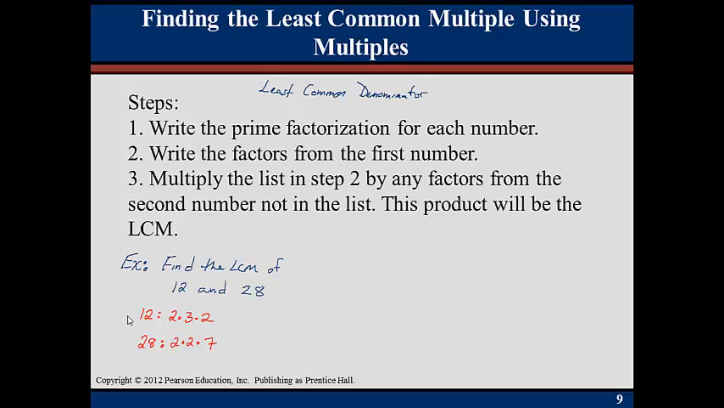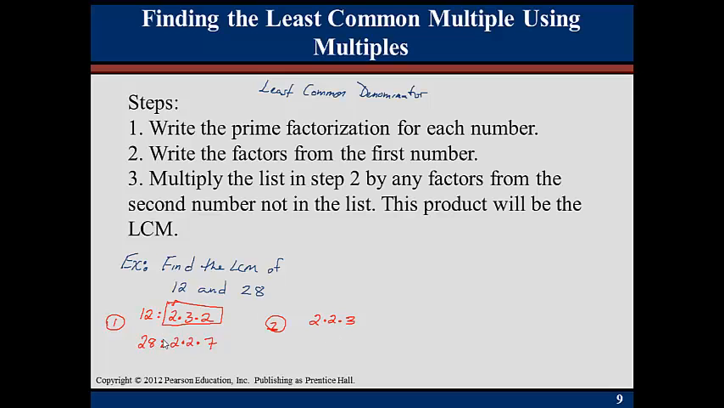So step 1 is to write the prime factorization for each number. And then step 2 says write the factors from the first number. So it doesn't matter what the factors are, you're going to write them down for step 2. So it's going to be 2 times 2 times 3. And then step 3 says multiply the list in step 2 by any factors in the second number that's not already in the list. This product will be your LCM.